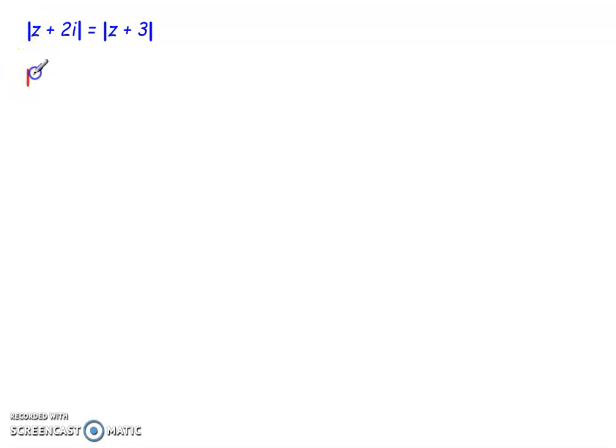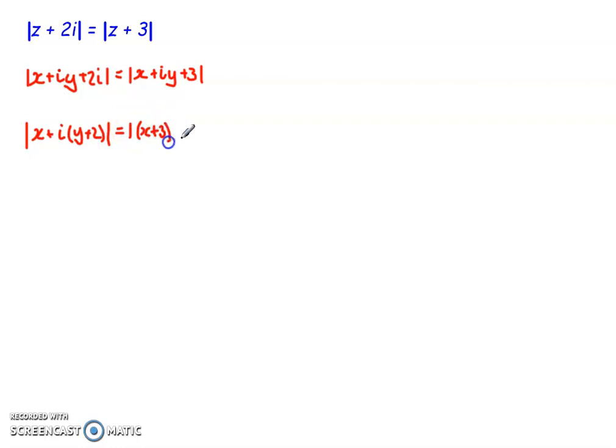So left hand side, we become modulus of x plus iy plus 2i equals the modulus of x plus iy plus 3. Group the real and imaginary on both sides, and I get the modulus of x plus i bracket y plus 2 on this side equals the modulus of x plus 3 plus iy on this side. So there you go, I've got my two sides of the equation. Now I take the modulus of both.